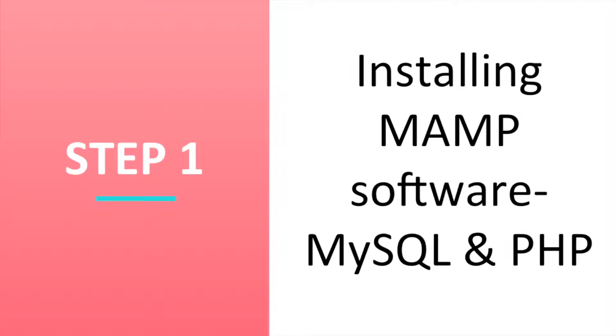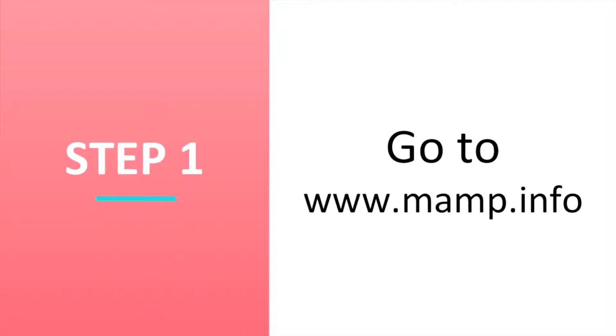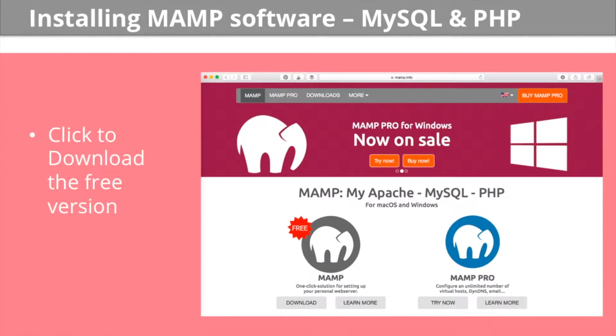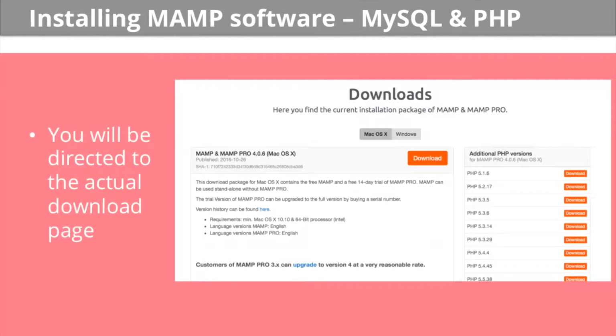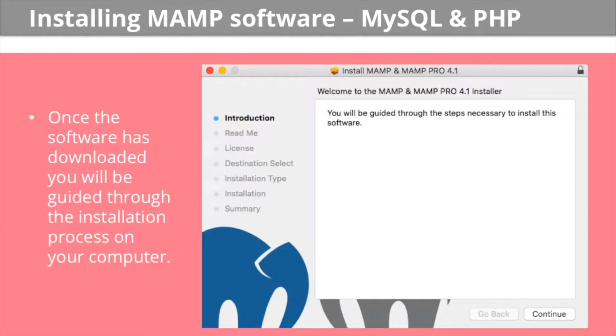So the first step in this process is you're going to install the MAMP software, which includes MySQL and PHP, which are necessary in order to run WordPress. So go ahead and go to mamp.info. Once you're on the website, you're going to go ahead and click on the free version for download. It will take you to the download page, and then whether you're Mac versus Windows, go ahead and click download. And then you'll be guided through the installation process in order to download it on your computer.